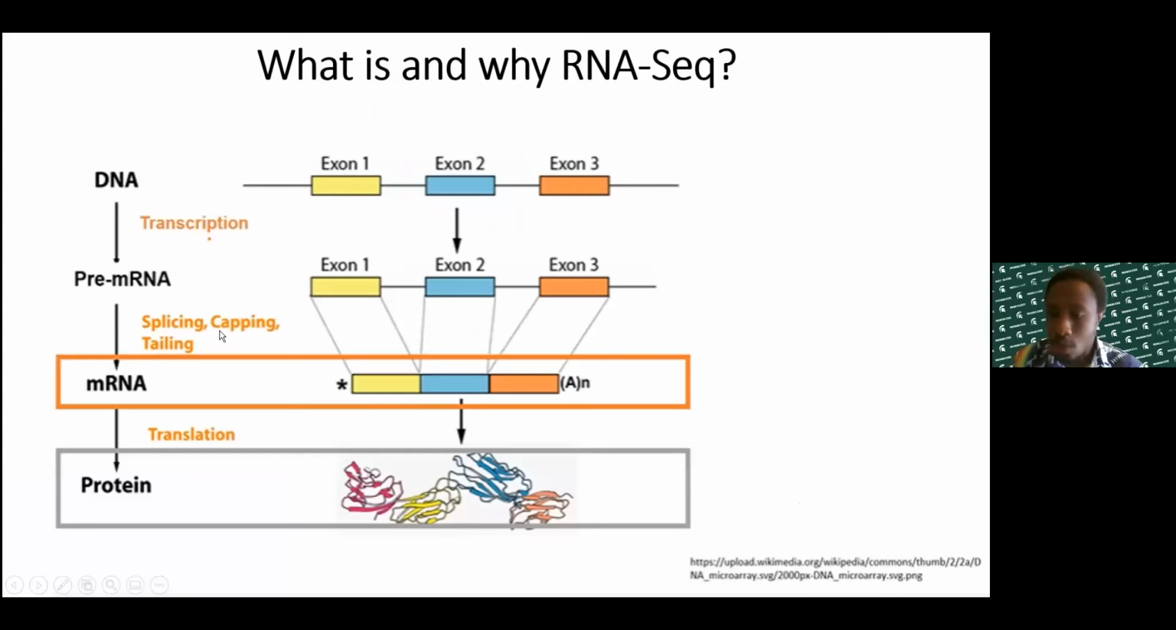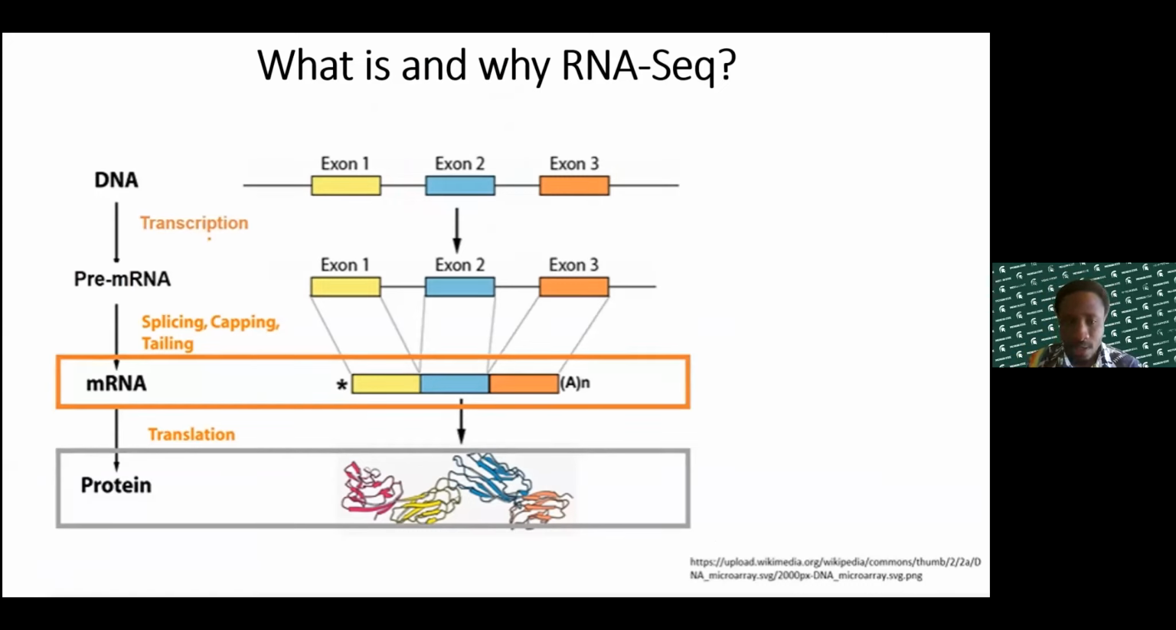All right. So we know the central dogma of biology: DNA is transcribed into pre-mRNA, and then the pre-mRNA goes through splicing and then capping and tailing, and then we get the mature mRNA, and then the mature mRNA is translated into proteins, right? So someone will ask, what is RNA-seq, right?